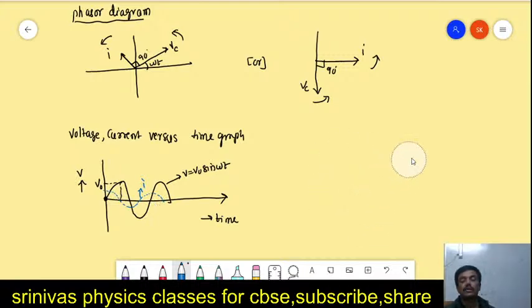Till now we discussed AC through inductor, AC through capacitor, and AC through resistor. What happens in the AC through inductor? What happens in the AC through capacitor? What happens in the AC through resistor? Now we can summarize everything.